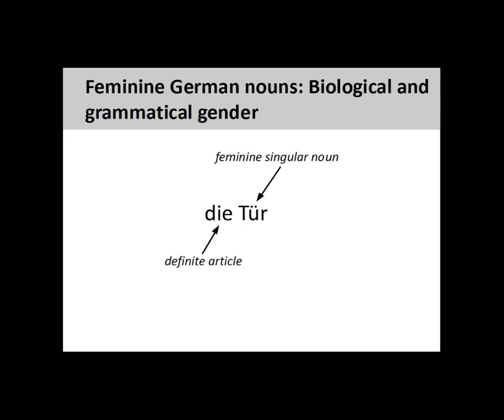The German noun Tür, door, has a feminine grammatical gender, so its definite article is die. Here the grammatical gender does not indicate any biological gender of the noun. There is nothing particularly female about a door. Although the grammatical gender of German nouns is sometimes difficult to determine, there are some rules that can help you. There's a lot of rules governing feminine nouns, so let's take a look at them now.